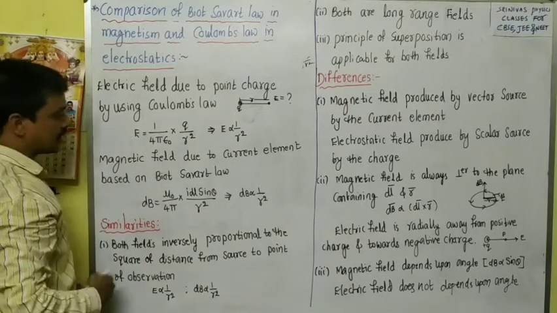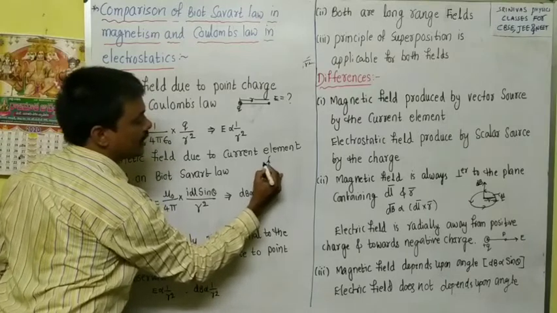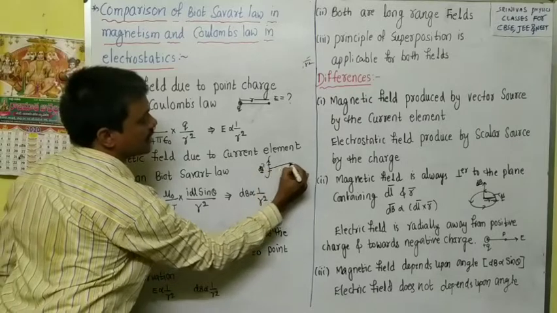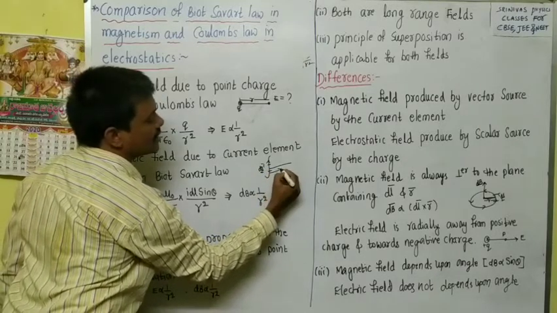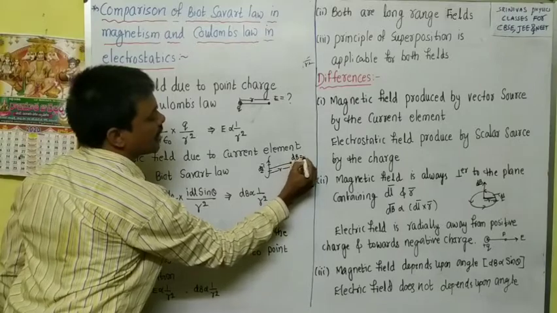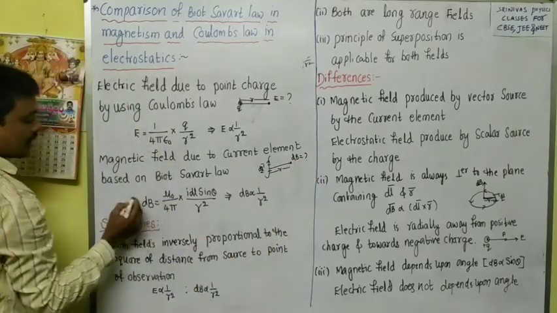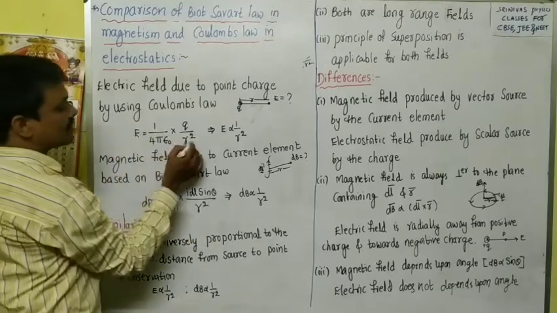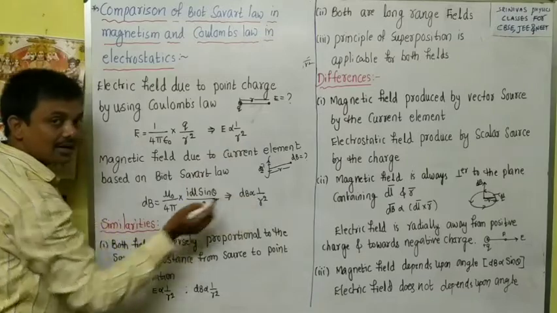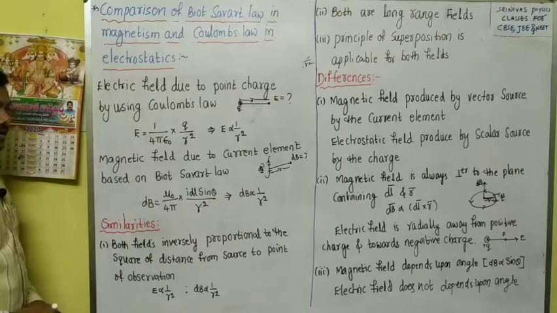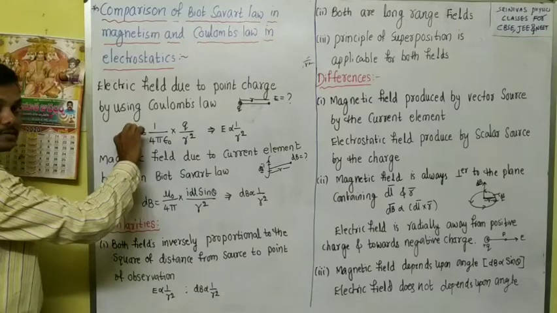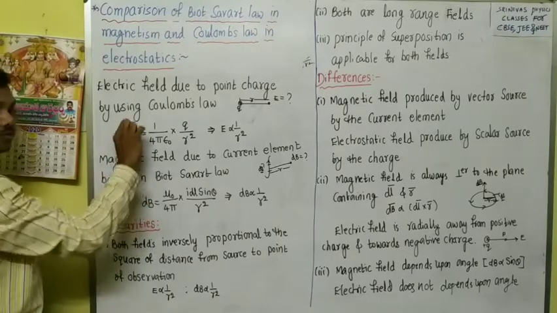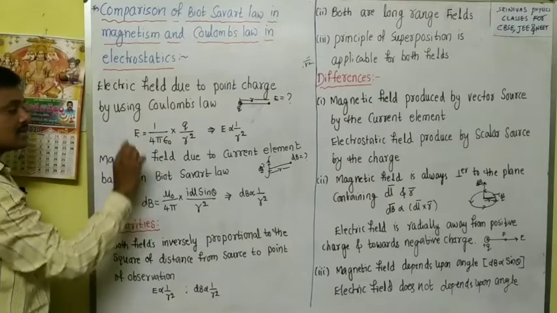Now what about the magnetic field? For example, this is a current carrying wire and this is a small element of length dl. At a distance r, the magnetic field dB according to the Biot-Savart law is mu naught by 4 pi into i dl sin theta by r square. Here the electric field is inversely proportional to the square of distance, and the magnetic field is also inversely proportional to the square of distance. This equation is based on Coulomb's law, this one on the Biot-Savart law. We have to compare these two; there are some similarities and some differences.